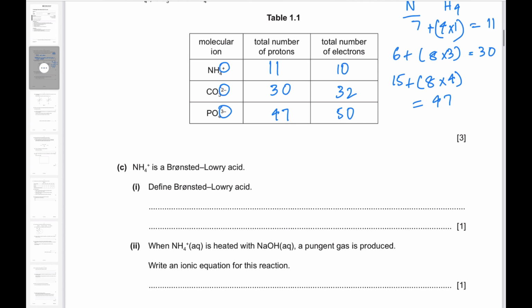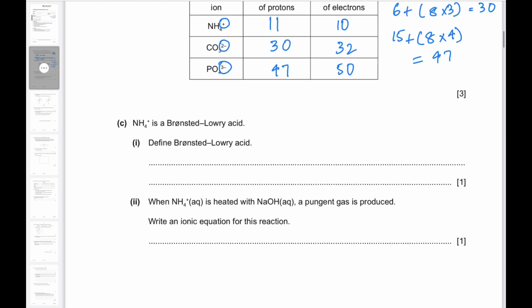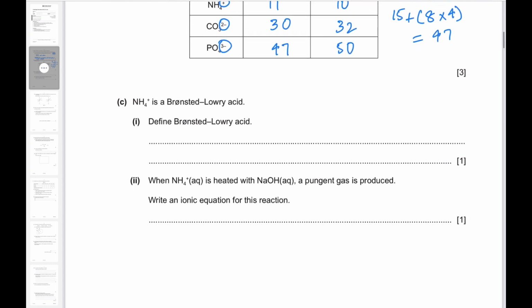C part 1. Ammonium ion is a Bronsted-Lowry acid. Define Bronsted-Lowry acid. So this is a proton donor. As you can see over here, ammonium ion has a charge of +1. It can dissociate to form ammonia and a proton.